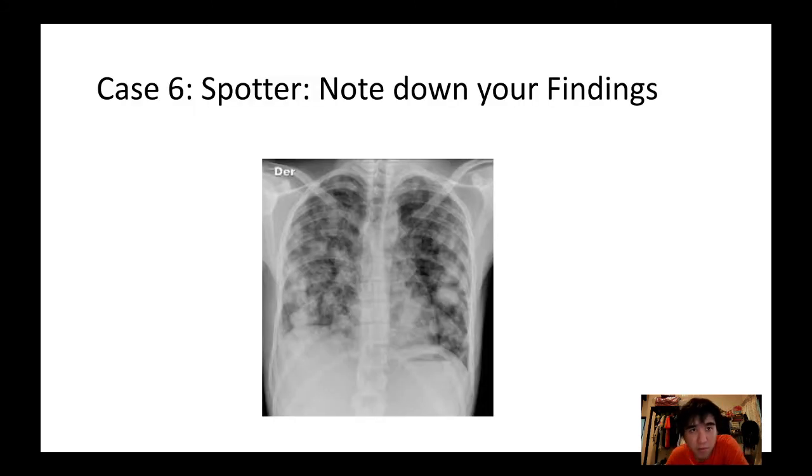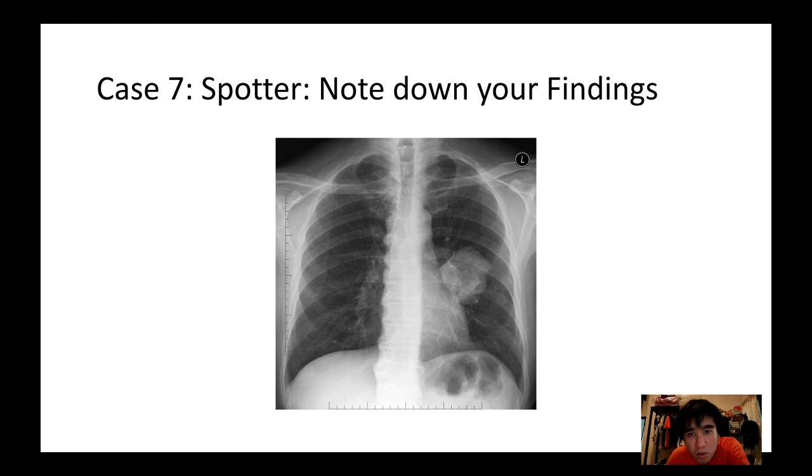Alright, I've got 5 minutes left. Spotter, note down your findings. There is patchy consolidation on both sides. Impression, I'm just going to guess at this point, pneumocystis. I might have seen something like this before.